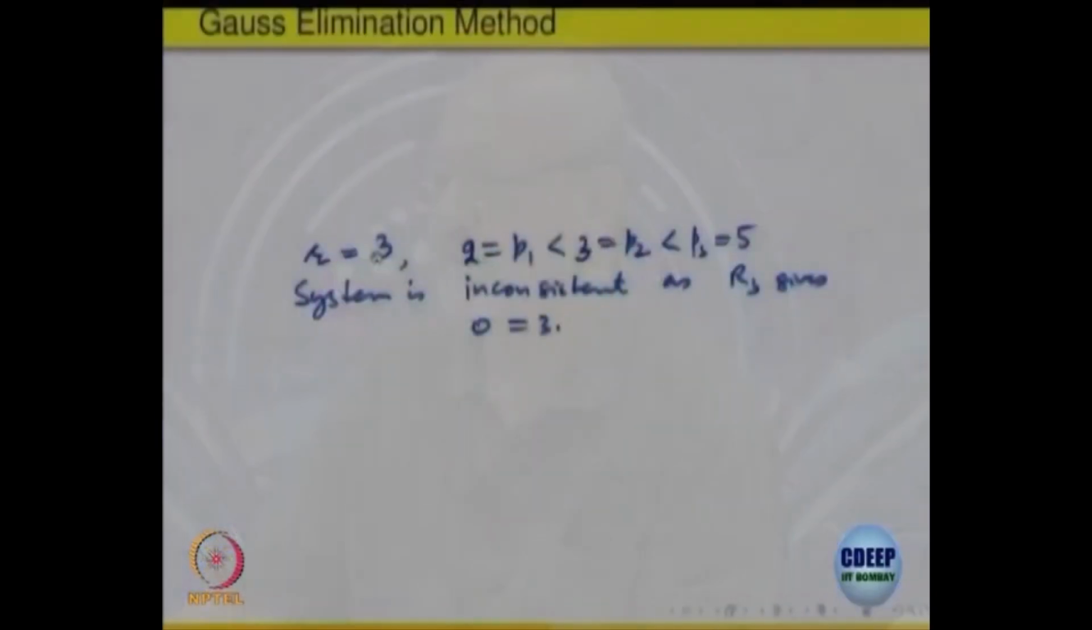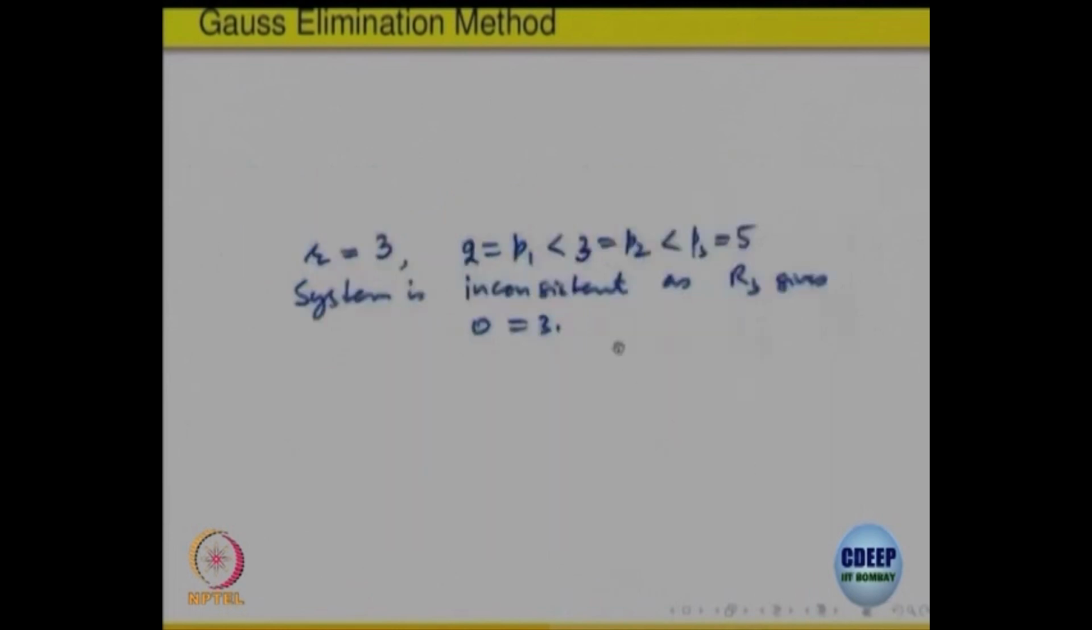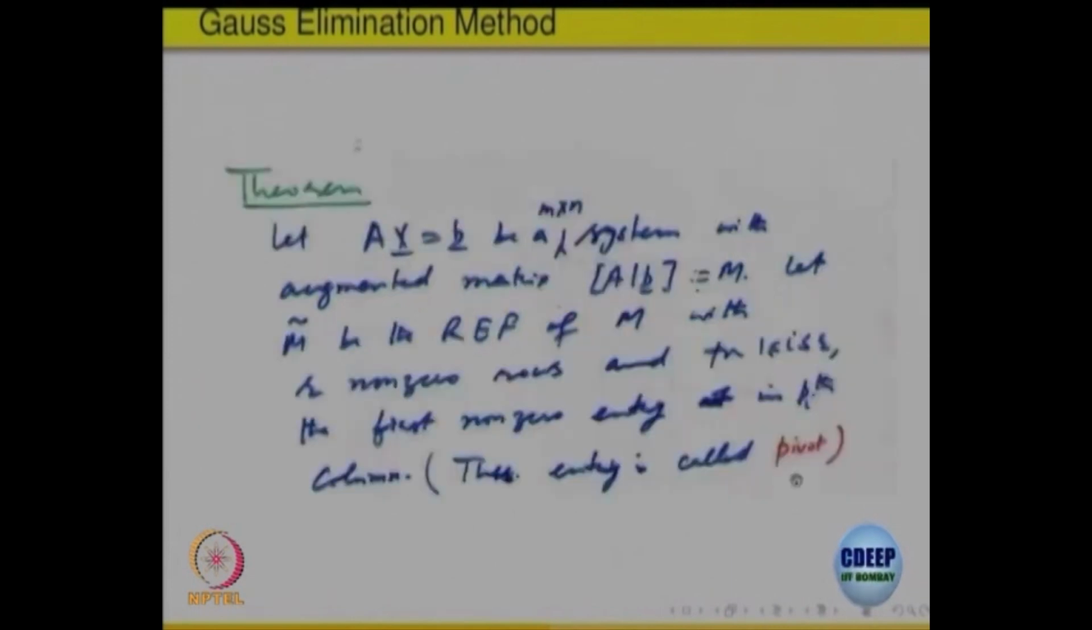Okay. So, this says r is 3. Let us look back: P 1 is the first pivot at column 2, the second pivot comes at column 3, so P 2 is coming at 3, and the last one is 5. So, 0 equal to 3, inconsistent.